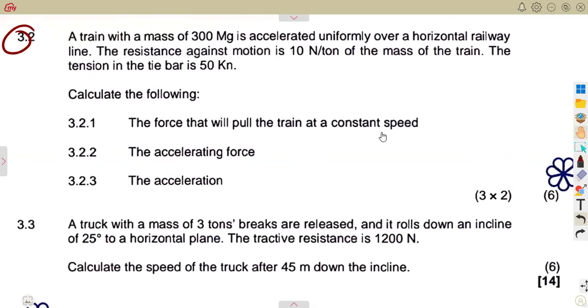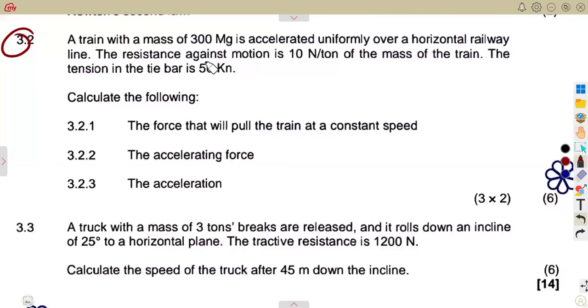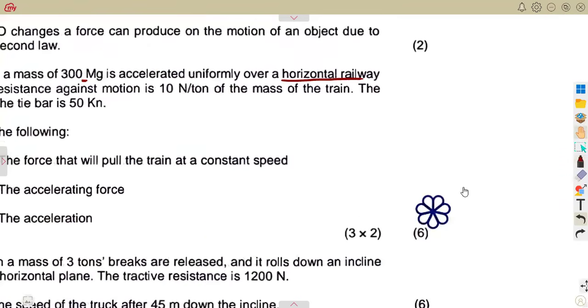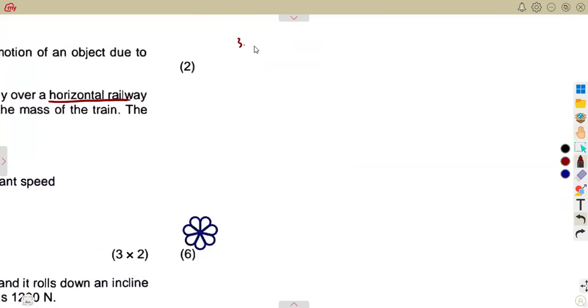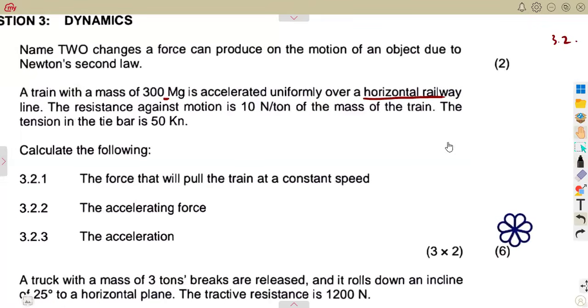All right. 3.2, you were given a train with a mass of 300 megagrams, accelerated uniformly on a horizontal railway line. So this is just a horizontal surface that you're given, guys. So let's take our information and try to have it this way. We've got a horizontal part where we are given a train that is being accelerated, meaning there is a change in speed, but we're talking of a horizontal way.